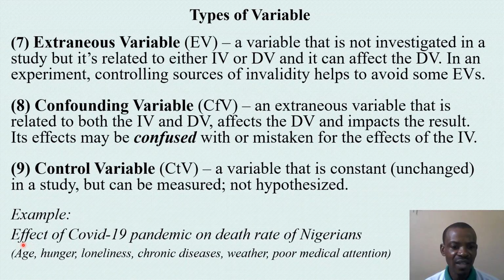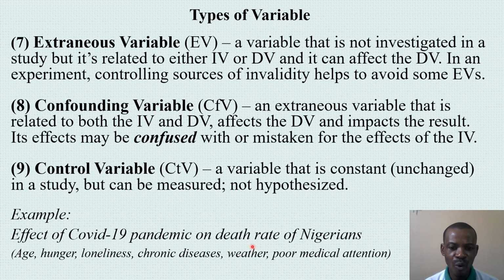A title like this: Effect of COVID-19 Pandemic on Death Rates of Nigerians. COVID-19 pandemic is the independent variable. Death rate of Nigerians is the dependent variable. Now, if we consider age, hunger, loneliness, chronic diseases, weather conditions, poor medical attention, and so on as the possible extraneous variables, now we can say, let's look at weather.